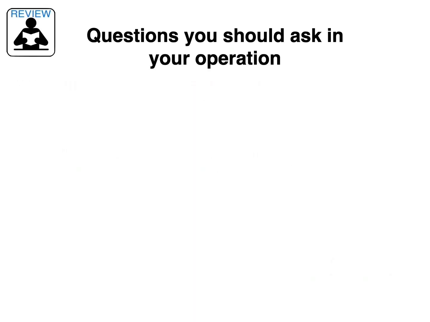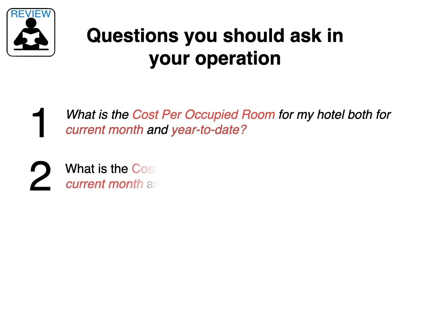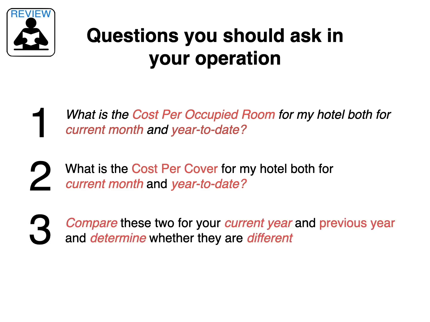Let us do a quick review. We learned what total costs were and what unit costs were. We also learned that unit costs are related closely to business volume and that they are useful in controlling variable costs, budgeting, and forecasting. You should apply this knowledge in your own hotel operation now.